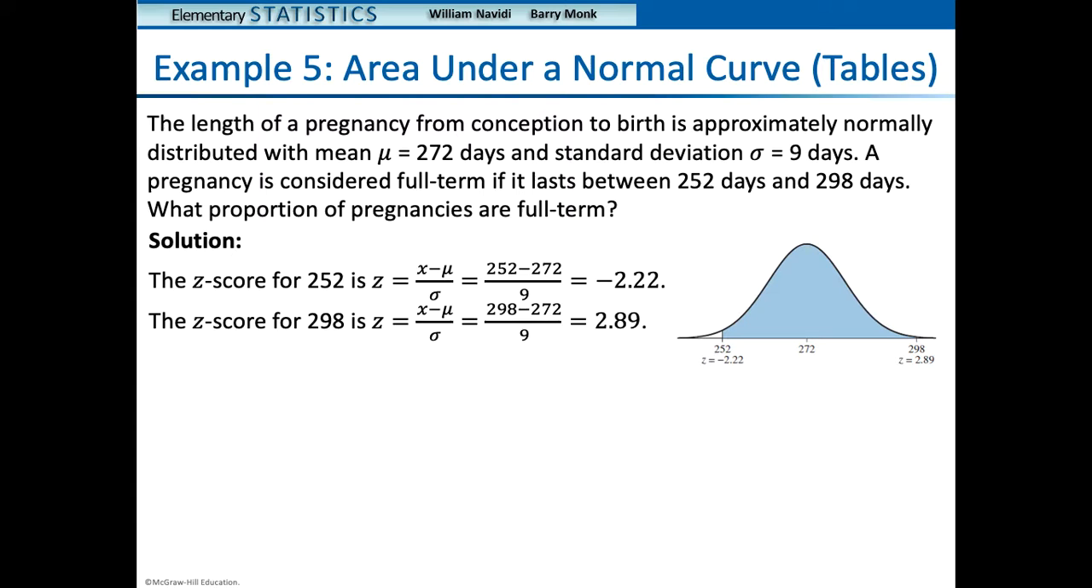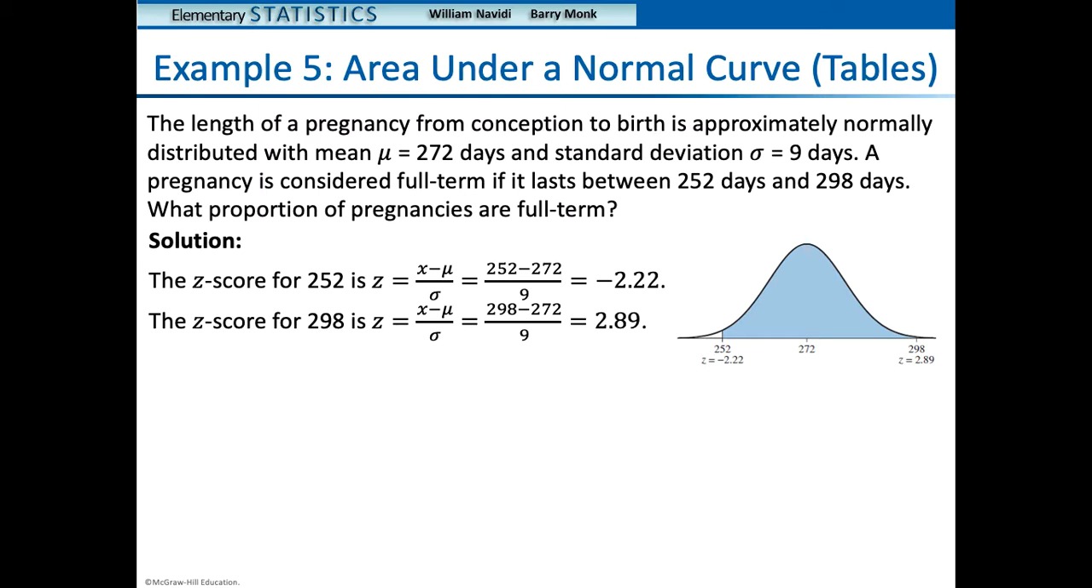So, again, it's helpful. In this one, we have the diagram here on the screen. Just go ahead and sketch a normal curve, right? And the normal curve is centered over 272. And then put on that diagram, indicate where 252 and 298 would fall, right? 252 falls to the left of the mean, 298 falls above the mean, and shade the area in between.